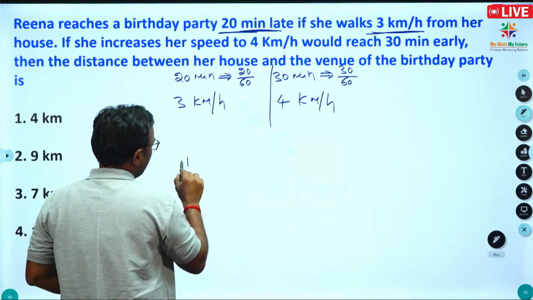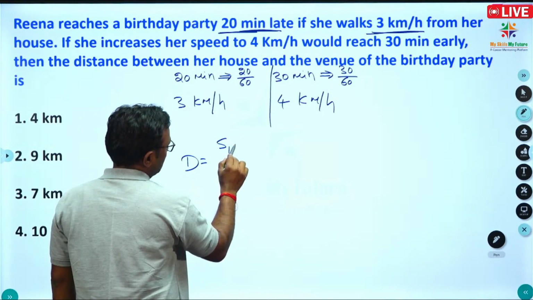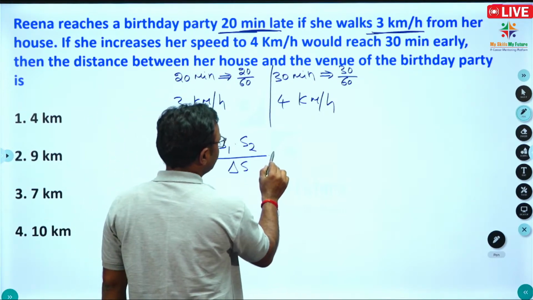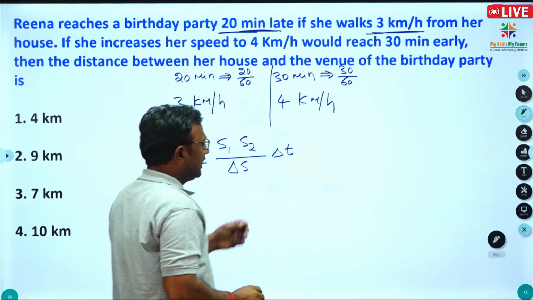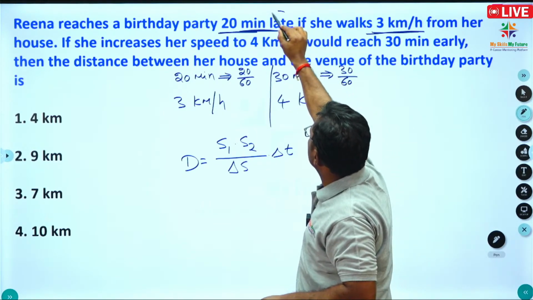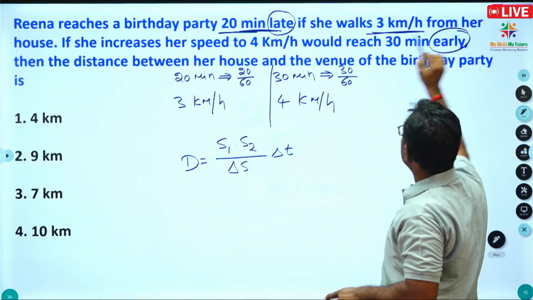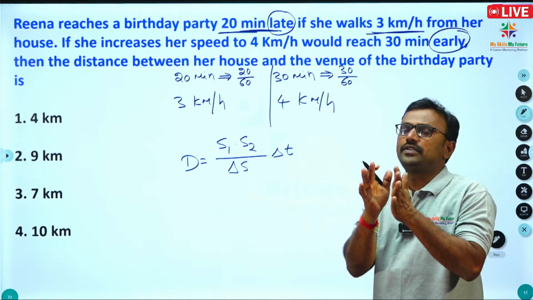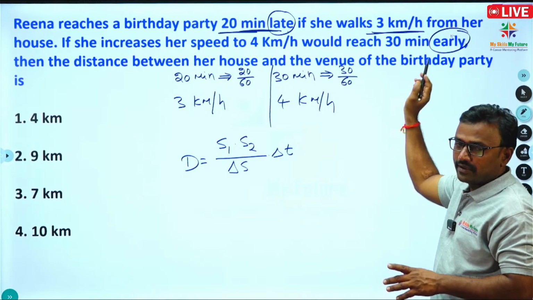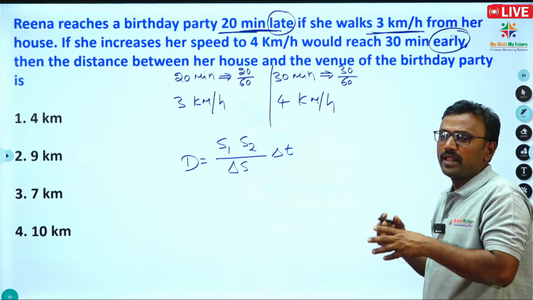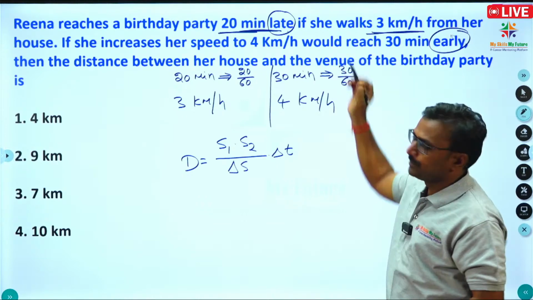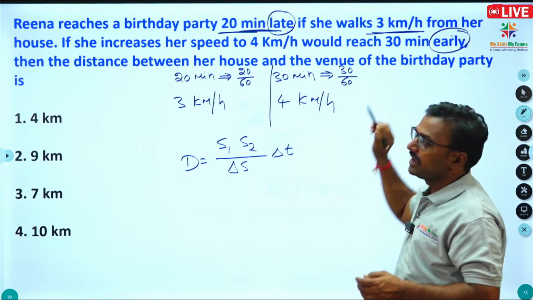We have a simple formula. Distance is equal to first speed into second speed, by the difference between the two speeds, into delta t. Delta t depends on the case. Here in one case she goes late and in the other she reaches early; if they are different, delta t means the sum of the times. If both are late, delta t means the difference between the two time periods.